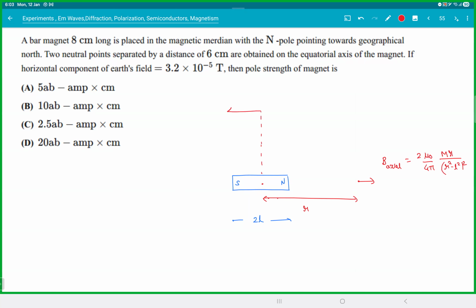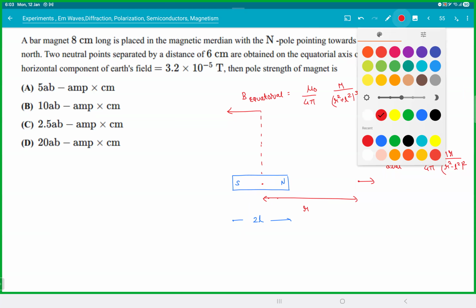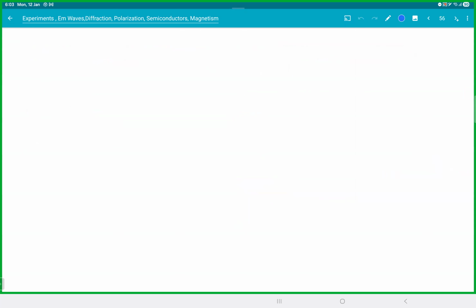This is B equatorial, which is mu naught by 4 pi M by (r square plus L square) whole power 3 by 2. This is the magnetic field for magnets where the length and r are comparable. Now, how do you get this? Frankly speaking, this is a little difficult to remember. So what I do is, I know how to derive this.